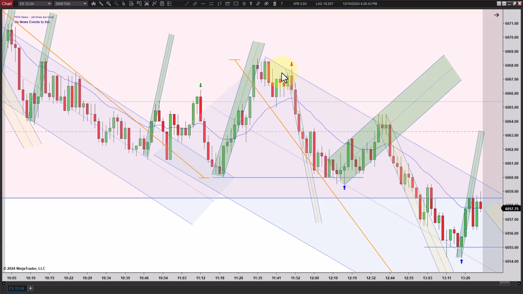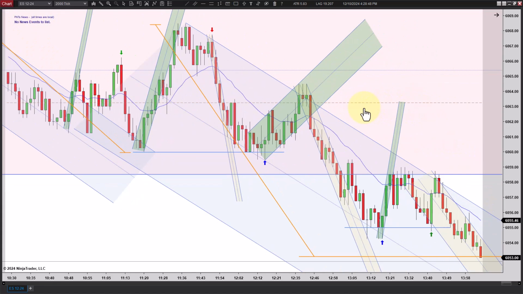No chance to get short. This does confirm that trend line right across there, but no chance to get short there.